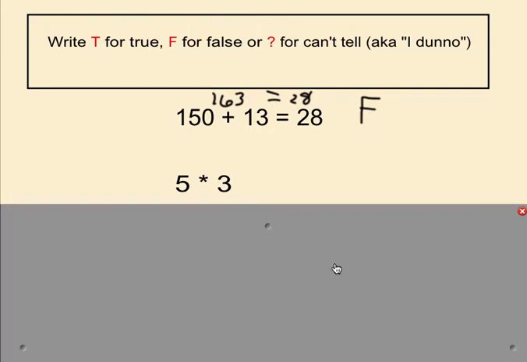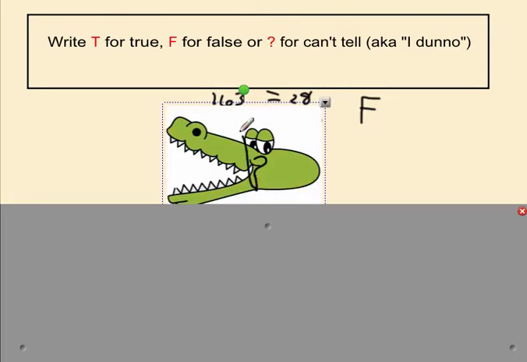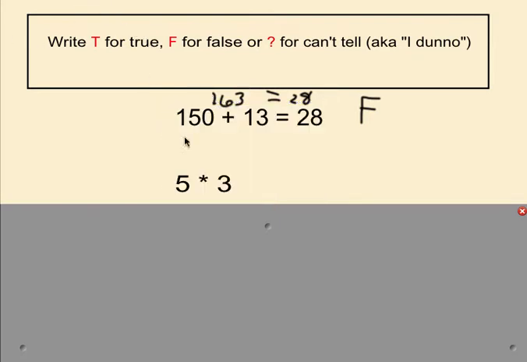5 times 3. We don't know. Oops, that's my alligator. Let's get rid of that. Well, why don't we know? Because it's missing an equal sign with something on the other side of it. It's not balanced. So we don't know because it's missing that. We don't know what 5 times 3 is equal to, at least what they're trying to tell us. So we don't know this one. This isn't a complete number sentence. Tricky. Let's go on.